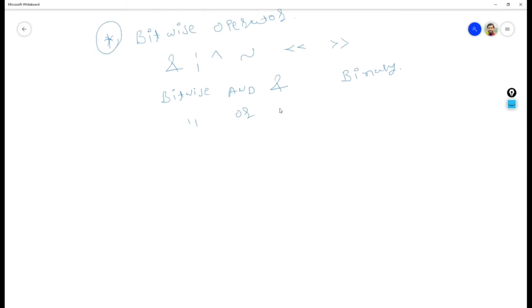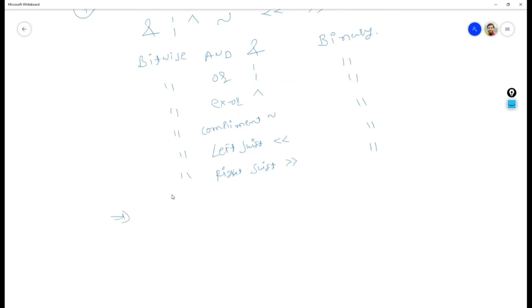And the next one is bitwise OR. It is also binary. Next is bitwise XOR. It is also binary. Then next is bitwise complement. Bitwise left shift, binary. Bitwise right shift. So all these bitwise operators will not modify the operands.